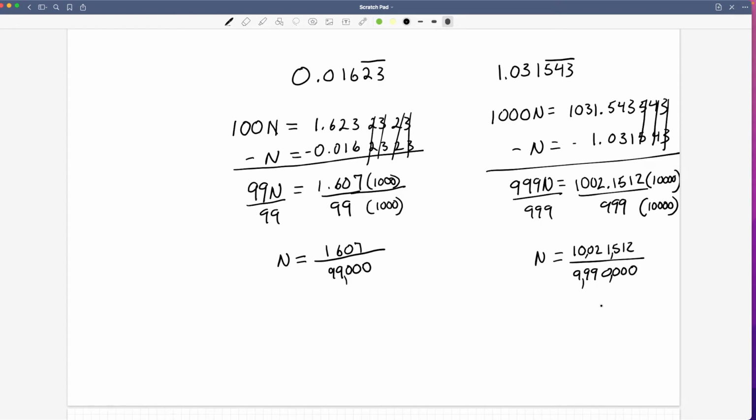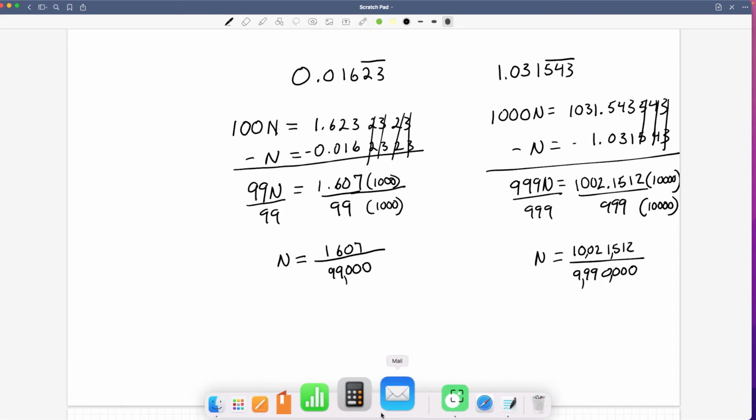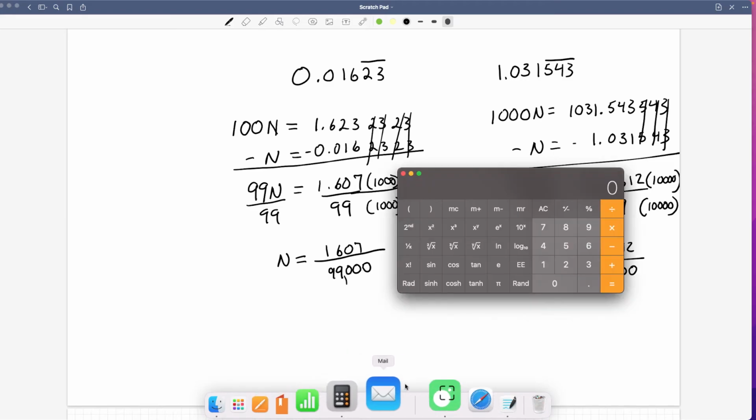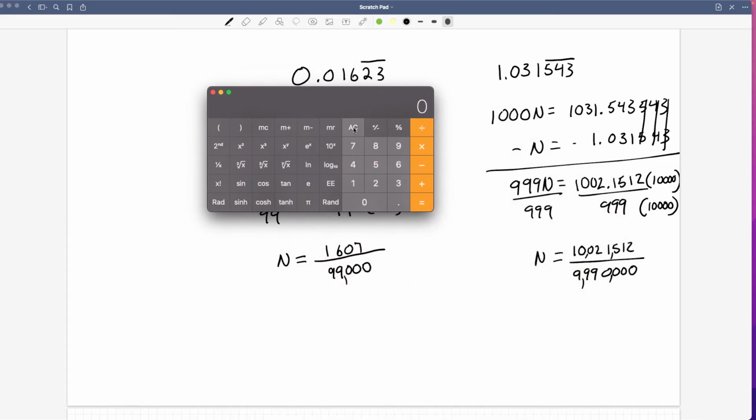And now we have expressed that number as a quotient of integers or a fraction. Easy peasy. It just takes a little bit of manipulation in order to express them as a fraction, and it is still the same number, because if we did the division here, we would get this decimal again. So let me show you. Let's do this first one. 1607 divided by 99, 123. 0.1623232323. It's the same number, but expressed as a fraction, right?